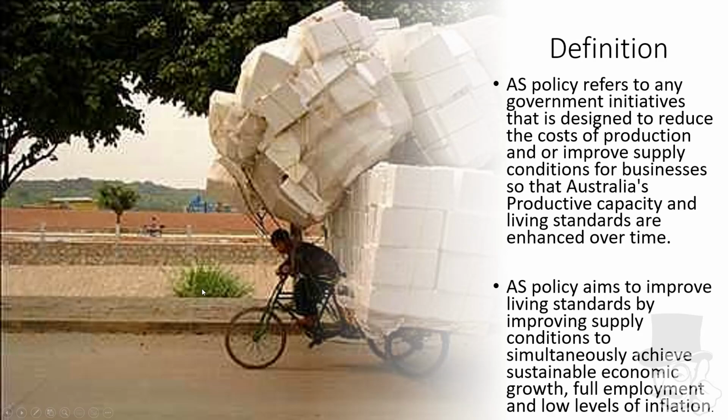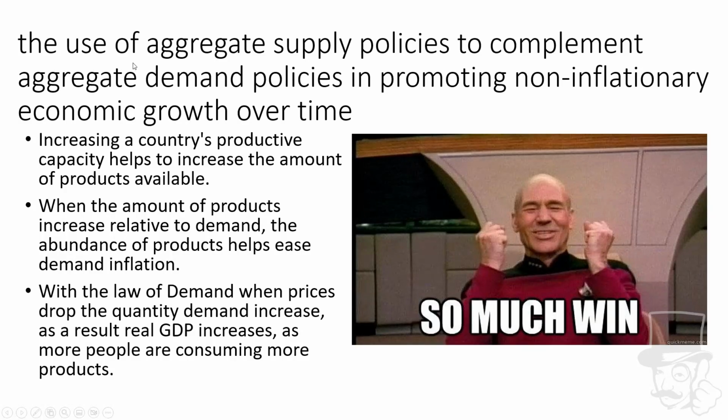So let's go with the first key knowledge point, hey? The use of aggregate supply policies to complement aggregate demand policies is promoting non-inflationary economic growth over time. It's a lot of words. Anyway, increasing a country's productive capacity helps to increase the amount of products available. When the amount of products increases relative to demand, the abundance of products helps ease demand inflation.